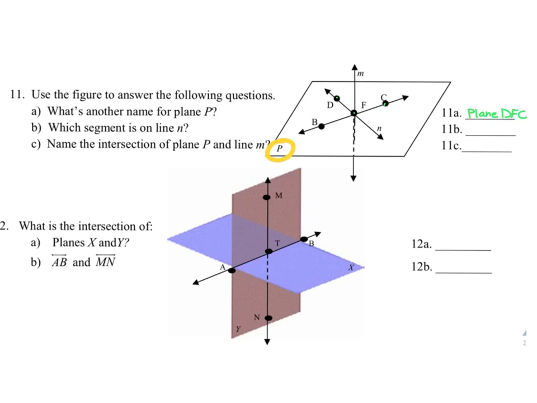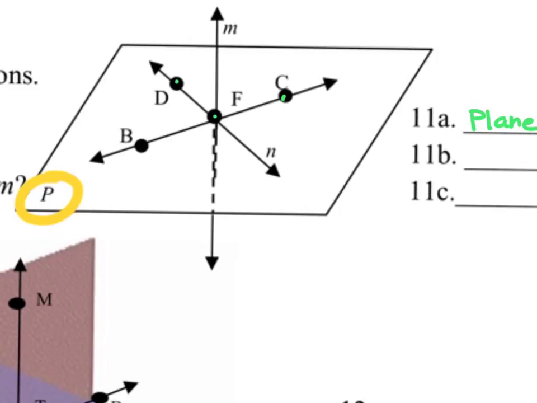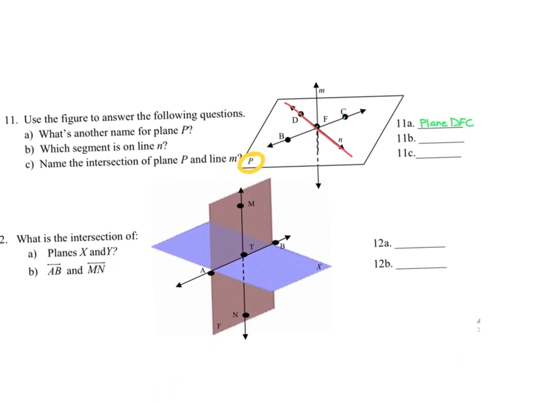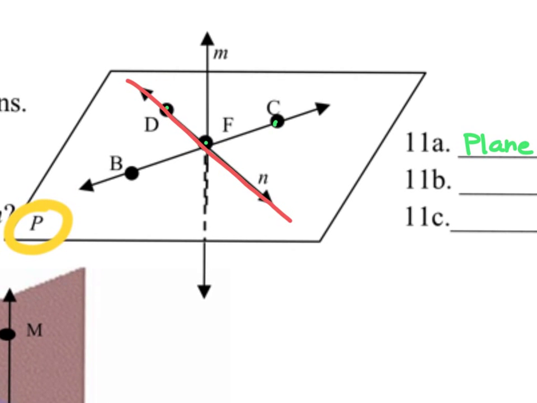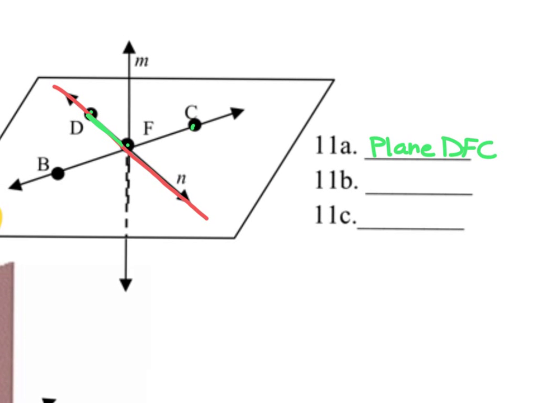Which segment is on line N? Line N is this line right here. The question says, which segment? So, do you guys see a segment on that line? I know I do. Segments have a beginning and an end. So that segment is FD. You could say DF. It doesn't matter the order for segments. Segment is just a bar over the 2 letters. No arrows at all.